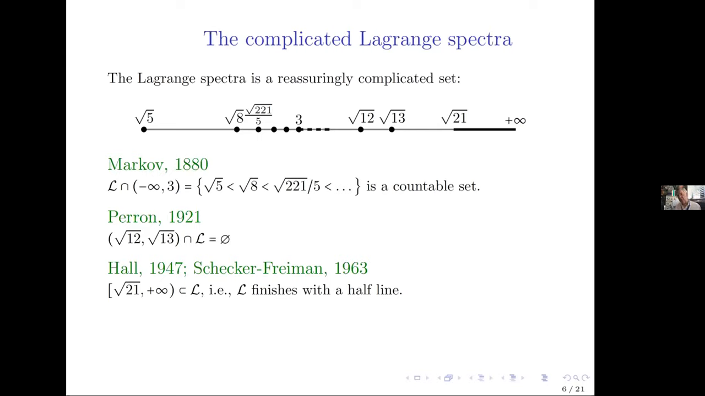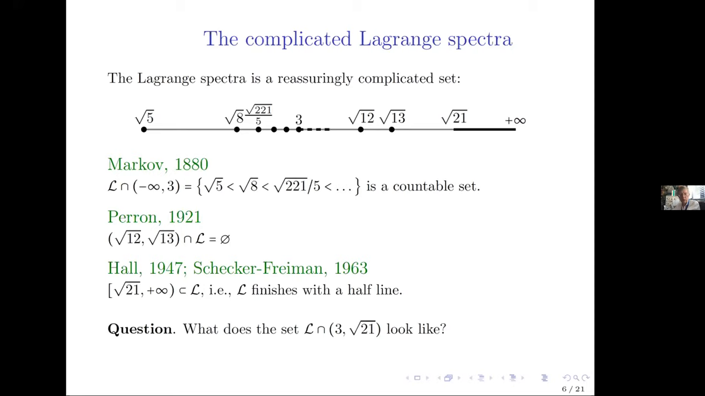Below 3, it's not so bad. Above root 21, or in fact, a value slightly bigger than that, it's not so bad, it's the interval. But between 3 and, say, root 21, it's kind of complicated. It's not really well understood. And so the idea is that we're going to understand it better. And the way we're going to do that is to throw some ideas from dynamical systems at it. Seems like a good strategy.